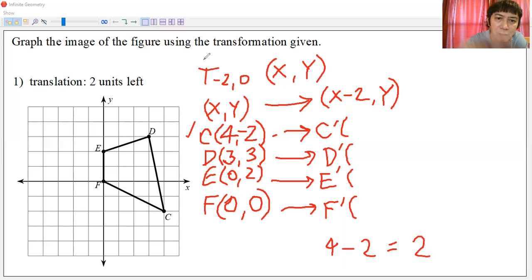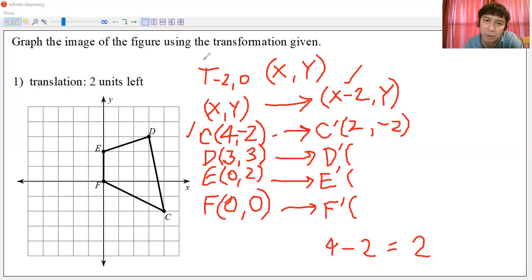It's over here. The x value is 4, and our rule is to subtract 2 for each value of x. So we have 4 minus 2, that gives us 2. It's over here, and then comma followed by the same y. So that is negative 2 there. That gives us our C prime.